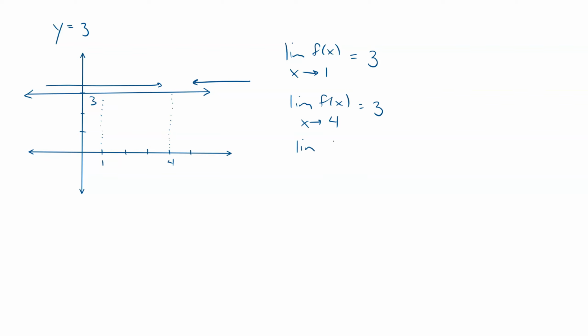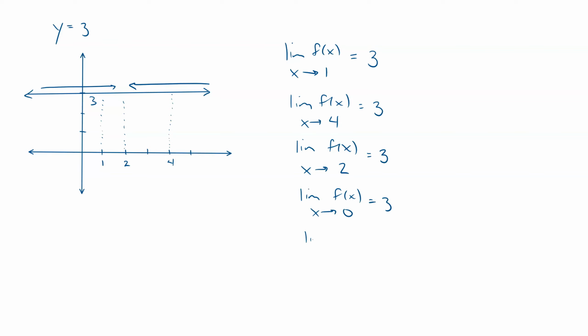How about the limit of the function as x approaches 2? Here's 2. And now as we approach 2 from the right, we get a y value of 3. From the left, we get a y value of 3. Again, the limit of the function as x approaches 2 is 3. What do you think we're going to get for the limit of the function as x approaches 0? We're going to get 3. How about the limit of the function as x approaches -5? We're going to get a value of 3.